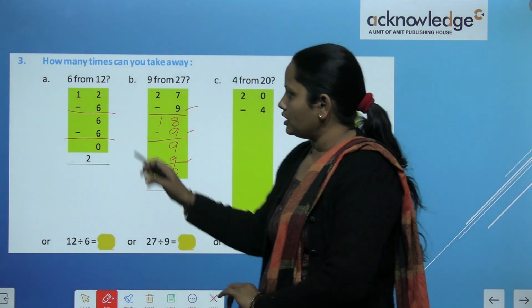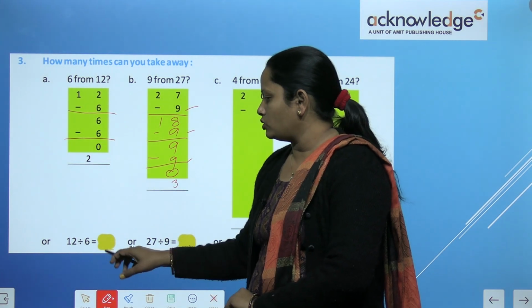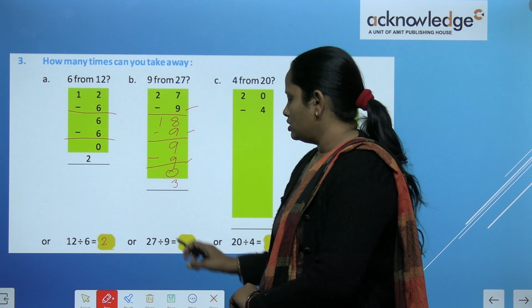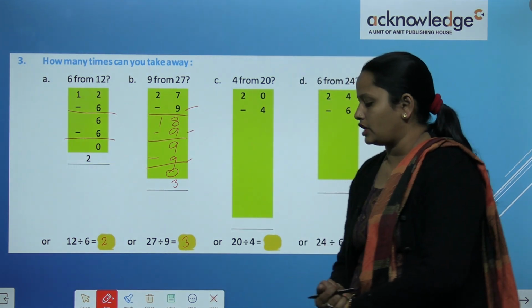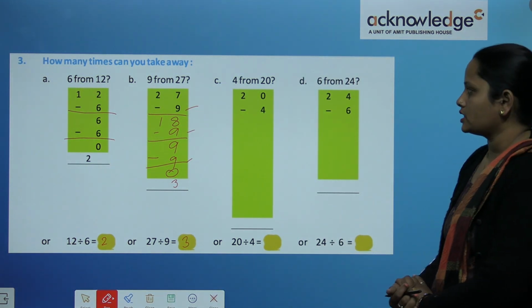Here you can see you have written 12 and how many times? 2 times. Here 3 times. So here you have to write it like this. I hope this is clear to you.